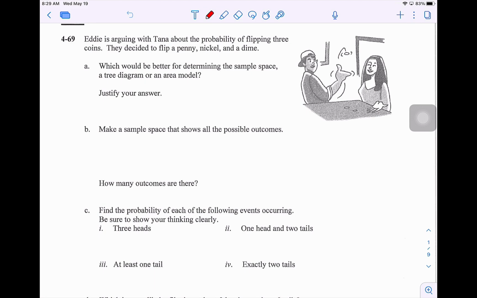So first part, notice it says which one would be better for determining the sample space, a tree diagram or an area model? What do you think? Tree diagram or area model, since we're dealing with 3 coins? Tree. Why do you say tree, Juliana? You're right, by the way. Yeah, there's more than 2 things. We're looking at 3 different coins, which means we've got to use a tree diagram. Okay, so that's the first part. So part A would be a tree diagram because there's 3 things that we're working with.